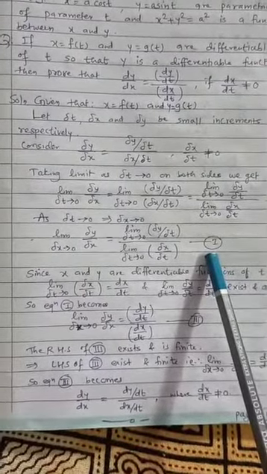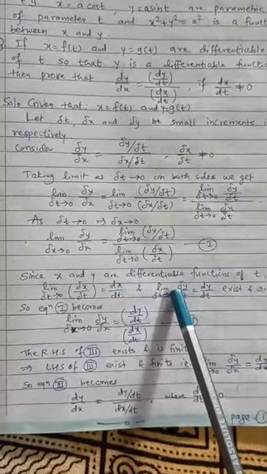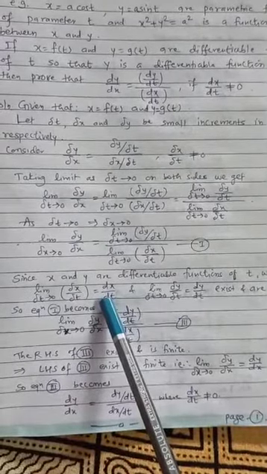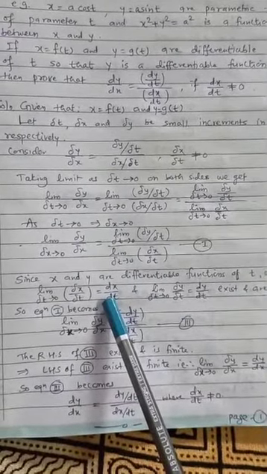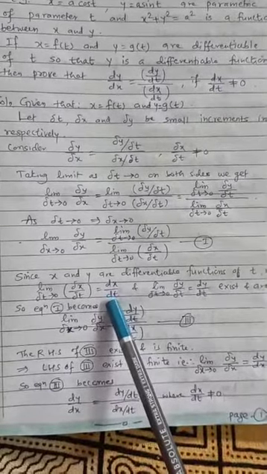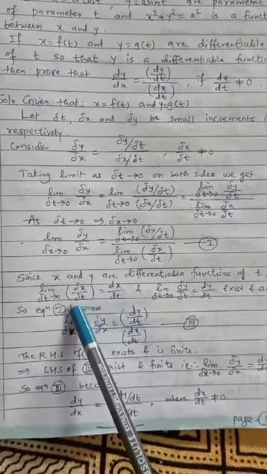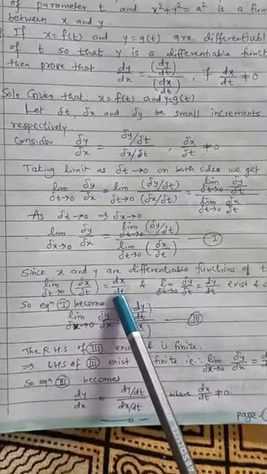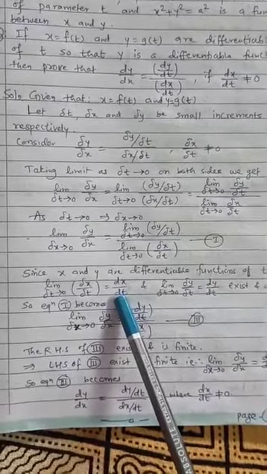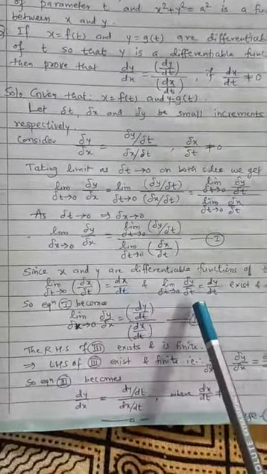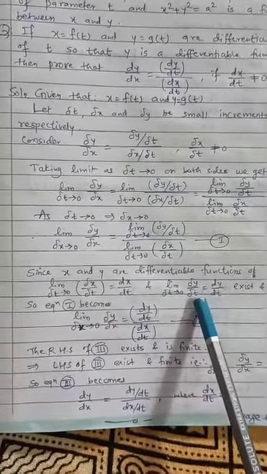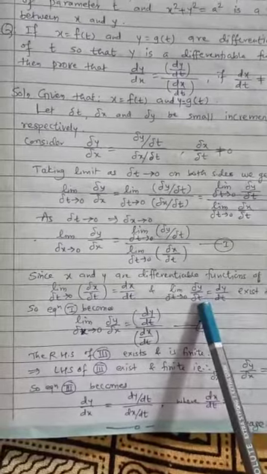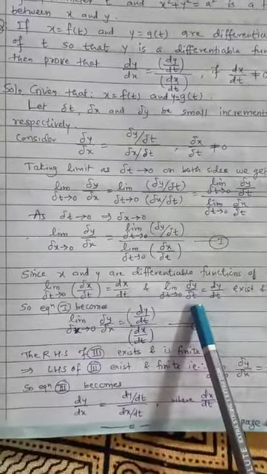But the first line of the theorem is given that x and y are differentiable functions of t. So we have limit delta t tends to 0, delta x upon delta t is equal to dx upon dt, means this limit exists and is finite. So we write this limit as dx upon dt. Similarly, we write dy upon dt as limit delta t tends to 0 of delta y upon delta t. This limit is also existing.